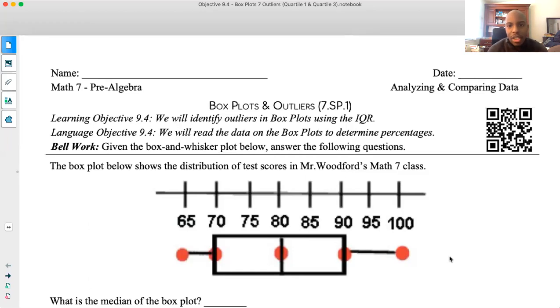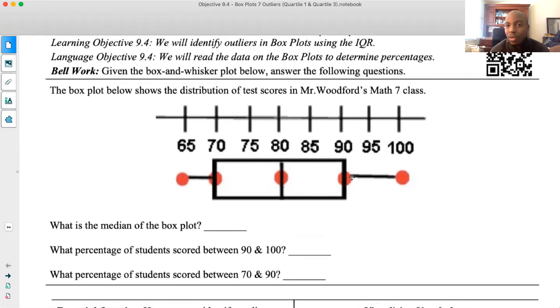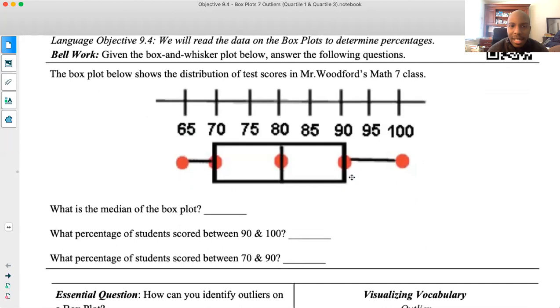All right, so let's look at it. The bell work starts off by giving you this box and whisker plot. It says the box plot below shows the distribution of test scores in Mr. Woodford's Math 7 class. As you can see, we have a spread of data from 65 to 100. There are 3 questions here that I want you to answer. What is the median of this box plot? What percentage of students score between 90 and 100? And what percentage of students score between 70 and 90?